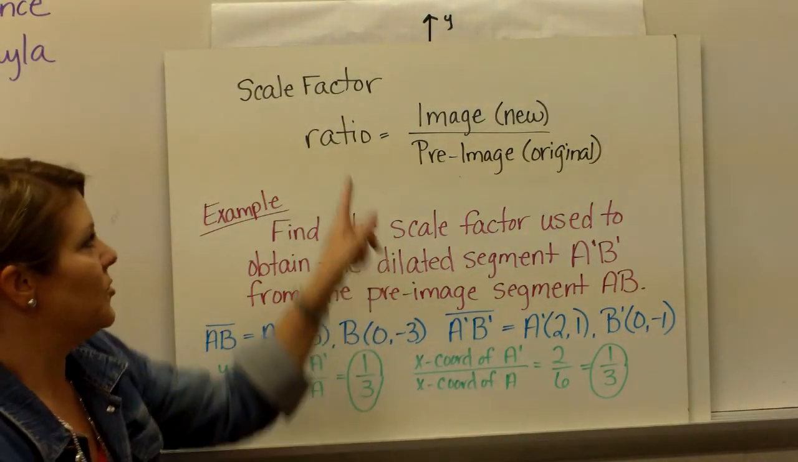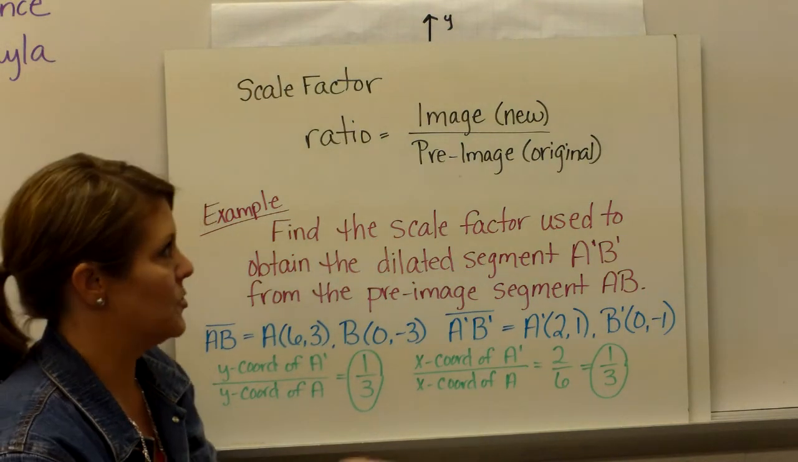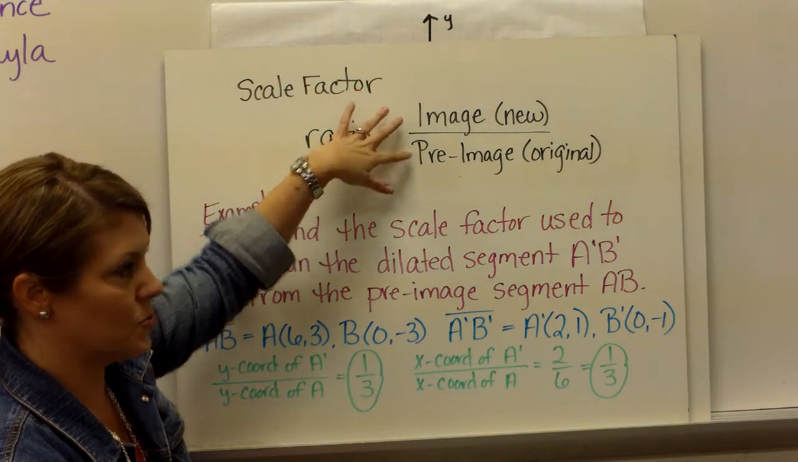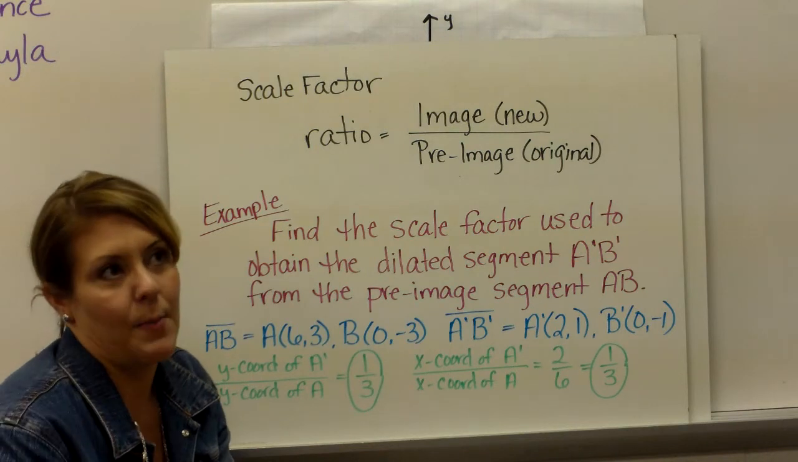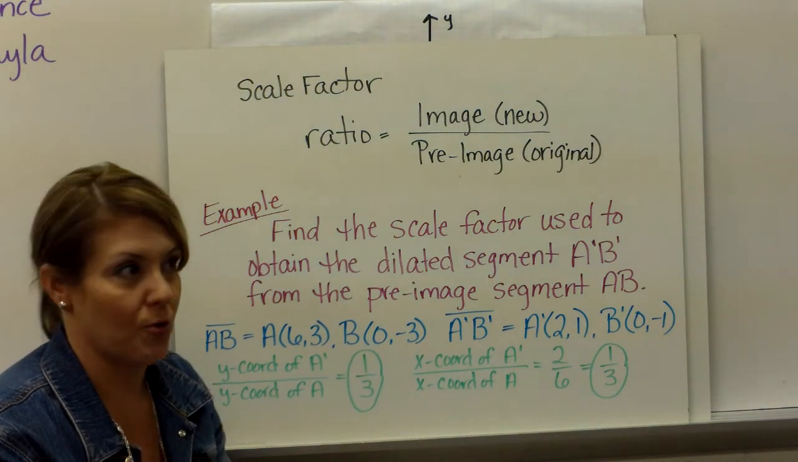To find the scale factor, you're going to be setting up a ratio. Your ratio should be set up the same each time. So it should be the image, which is your new figure, compared to your pre-image, which is your original. Once you make that ratio, you can simplify it. So if it happens to be 2/6, you would want to simplify it to a ratio of 1/3.